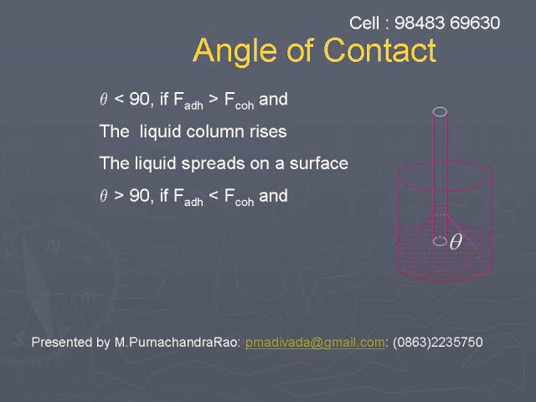The angle of contact will be greater than 90 degrees if adhesive forces are less than cohesive forces, and the liquid column falls inside the capillary tube. If such a liquid is placed on a glass plate, then globules are formed. Small droplets of liquid will be formed on the glass plate.